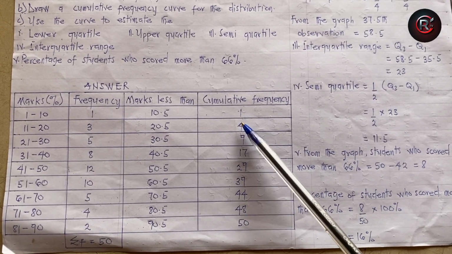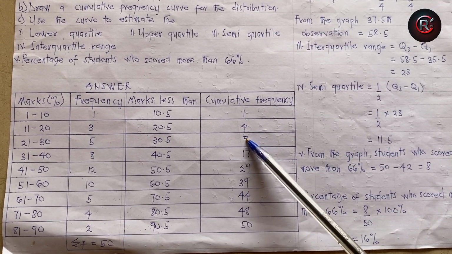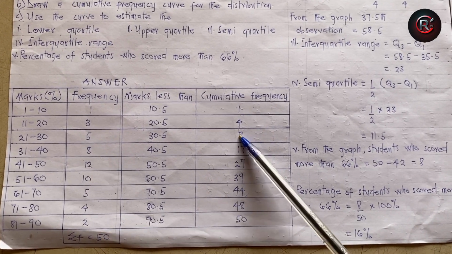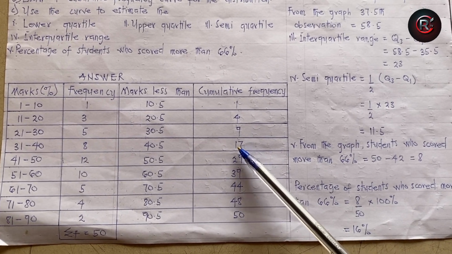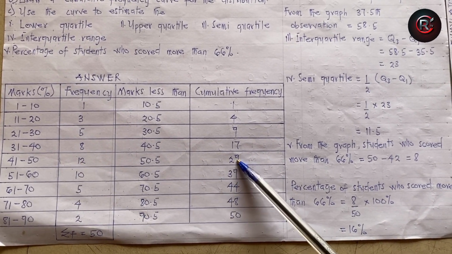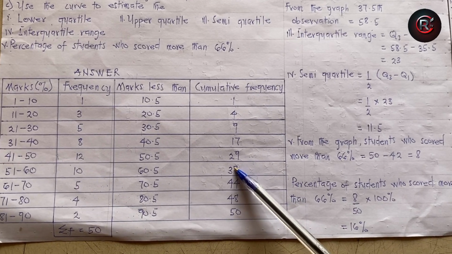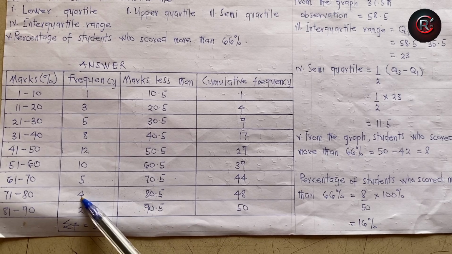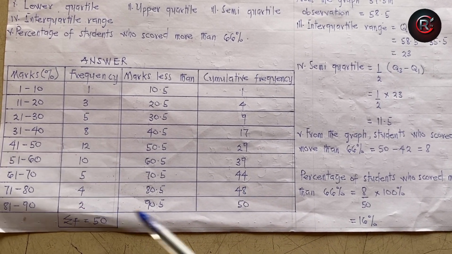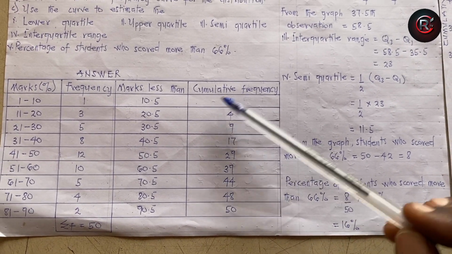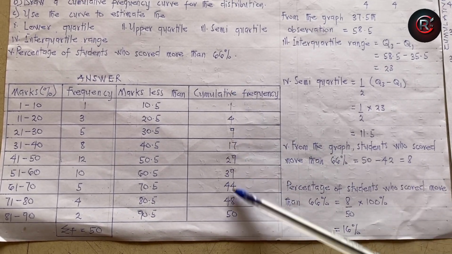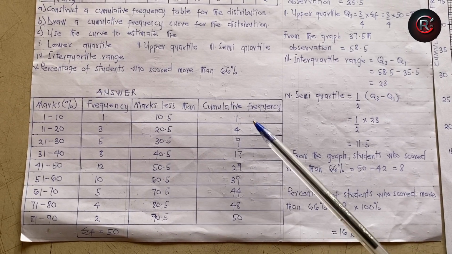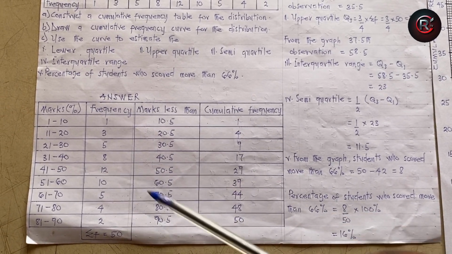All right, how do we get a 9? You add 4 to 5, and that will give you 9. 9 plus 8 will give you 17. 17 plus 12 will give you 29. 29 plus 10 will give you 39. 39 plus 5 will give you 44. 44 plus 4 will give you 48, and 48 plus 2 will give you 50. So this is how we can obtain our cumulative frequency. You sum the frequencies, and we sum it in a strategic way, as I show here right now.